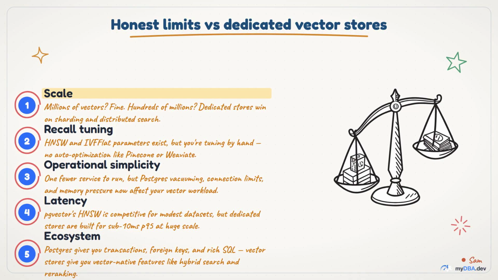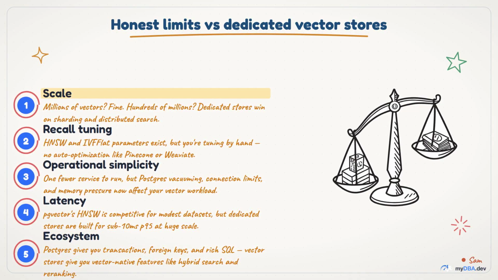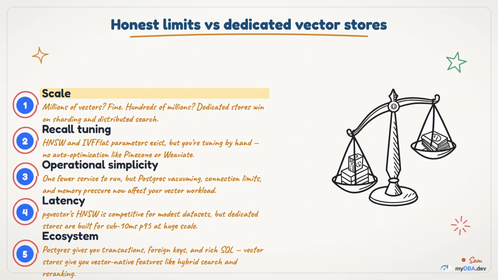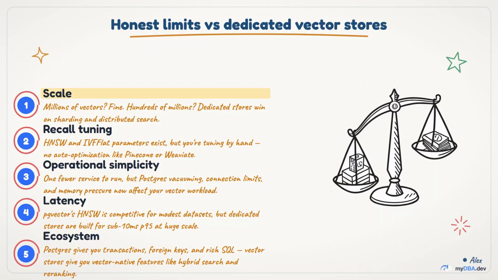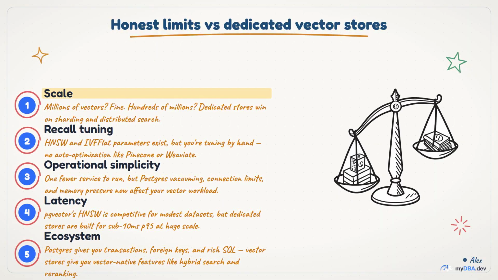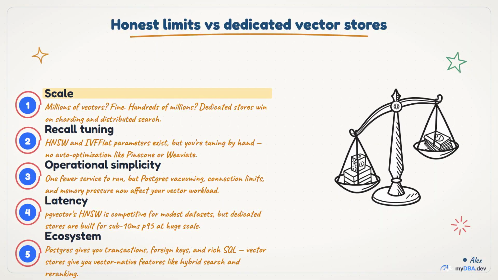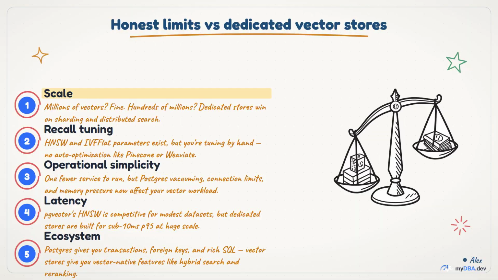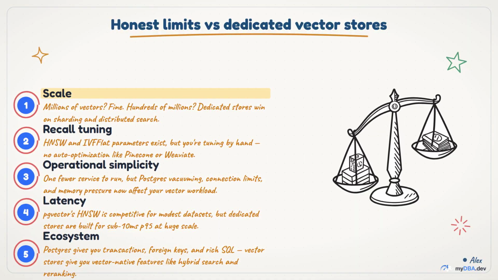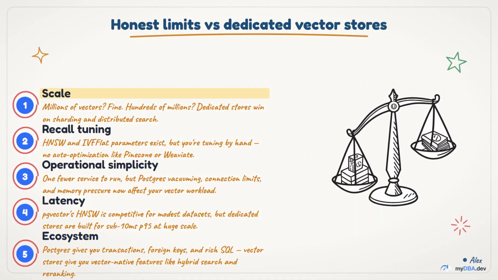And operationally, you're trading one fewer service for Postgres now carrying your vector workload. So vacuuming, memory tuning, connection pooling, all of that suddenly matters more. Exactly. You also lose vector-native features like auto-tuned recall, hybrid search, re-ranking, but you get transactions, foreign keys, the full power of SQL. It's a real trade-off, not one clear winner.